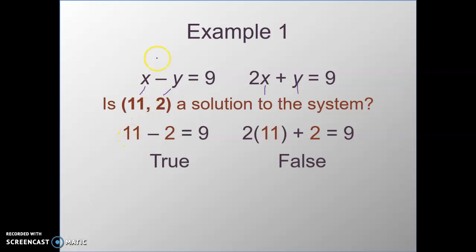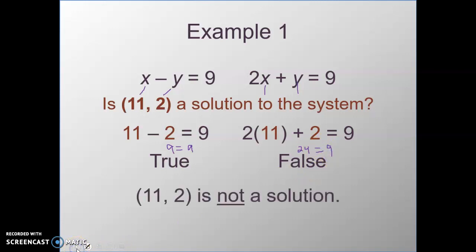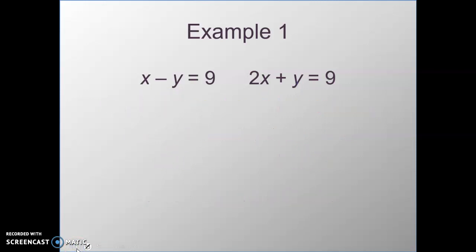When we substitute 11 and 2 into the first equation, we get 11 minus 2 equals 9, or 9 equals 9. That is true. When we substitute it into our second equation, we end up with 2 times 11 plus 2 equals 9, or 24 equals 9. That is not a true statement. That is false. Therefore, 11, 2 is not a solution to the system. It did not work with both linear equations.